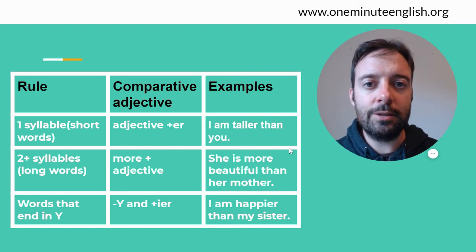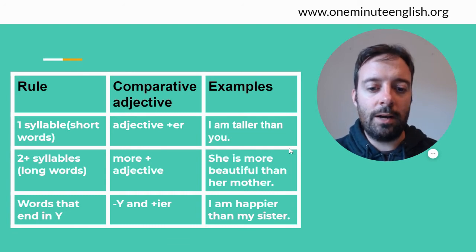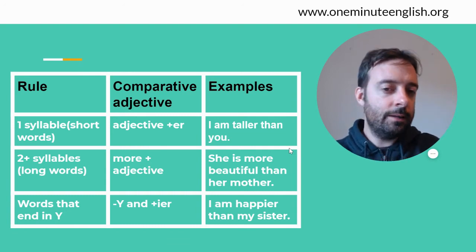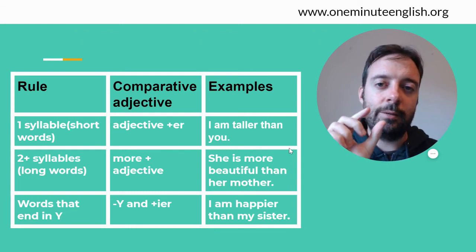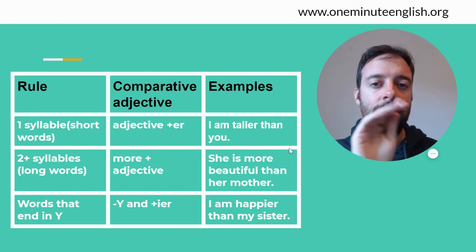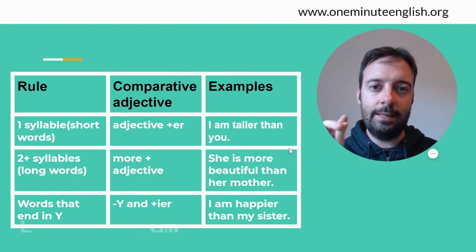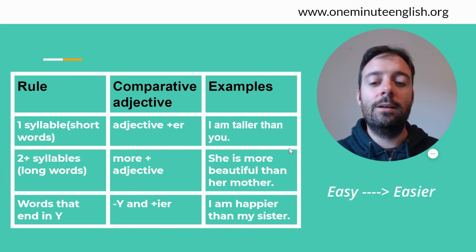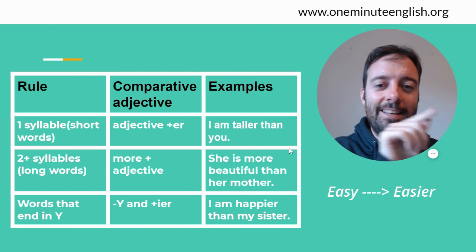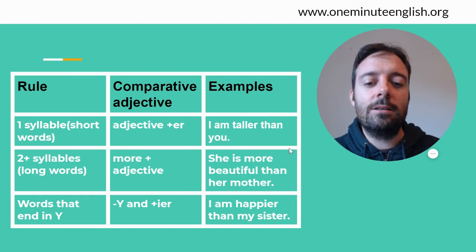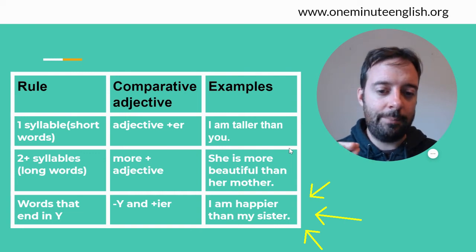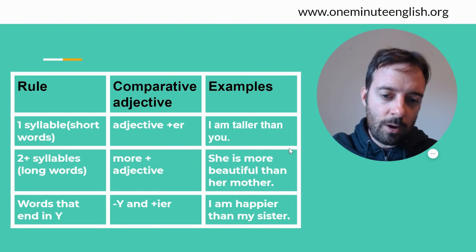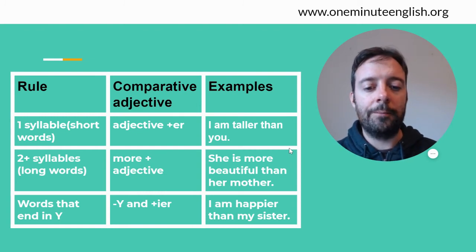Then there are exceptions to this rule, which are words that end in Y. So words that end in Y, you drop the Y, you take away the Y, and you add ier. So if you think about easy, E-A-S-Y, the Y is gone, no more Y, and you add ier. So easier. Let's look at another example here. I am happier than my sister. So happy, you drop the Y and you add ier.